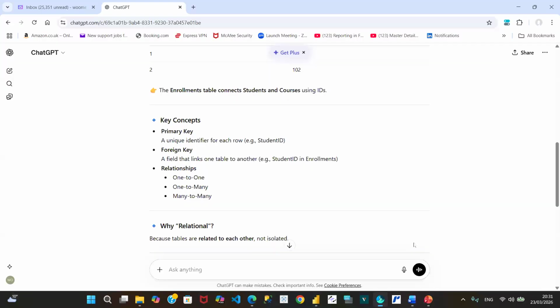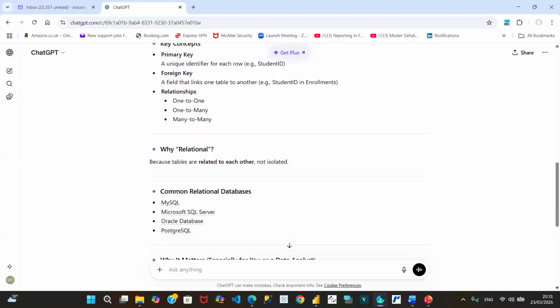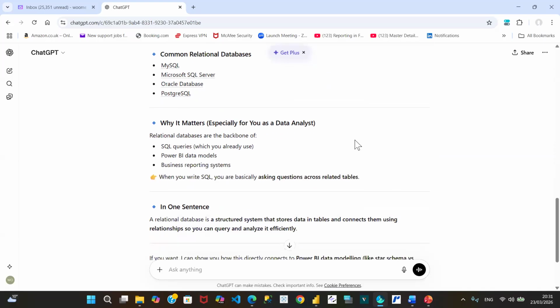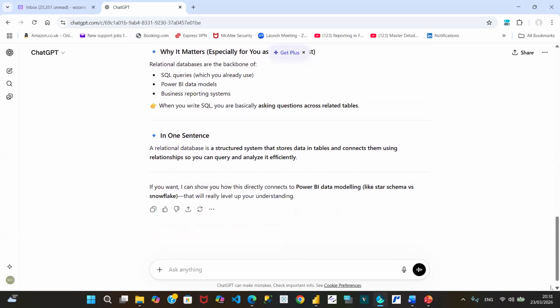And that's what chat is telling us, why relational? Because tables are related to each other. They are not isolated. And it goes on to say more, but the long and short of what we needed to learn about relational databases is what we have seen so far.